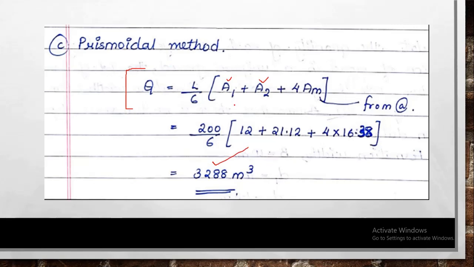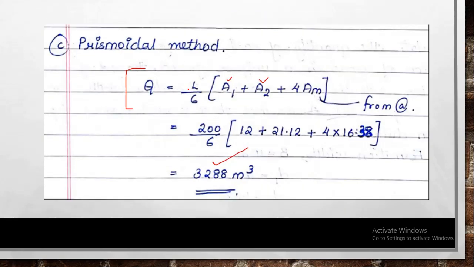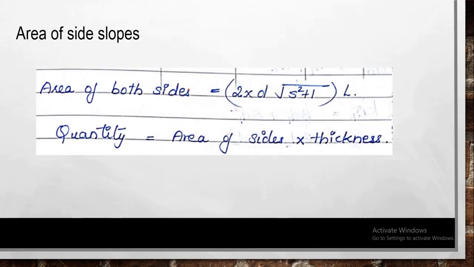The advantage of this step is that we will get the quantity value of the volume directly from the formula. Before, in the other two methods, we wanted to calculate the area. From that value we needed to calculate the quantity. But here we are obtaining the value of volume directly.